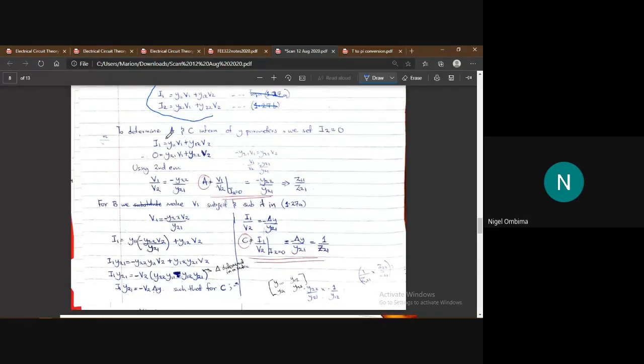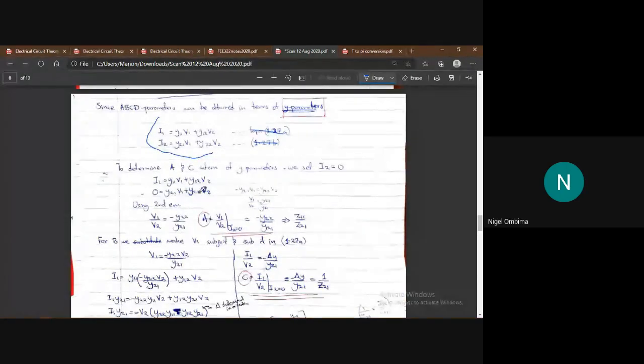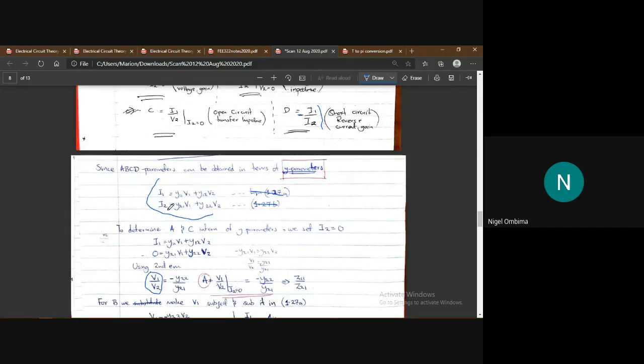So to determine the ABCD parameters in terms of Y parameters, we set I2 to 0 in this second equation. I1 is this, but I2 we set to 0. Using the second equation, we take this term to the other side, such that you get Y21 V1 equals minus Y22 V2. So V1 over V2 is equal to negative Y22 over Y21. But now this V1 over V2, it's A.